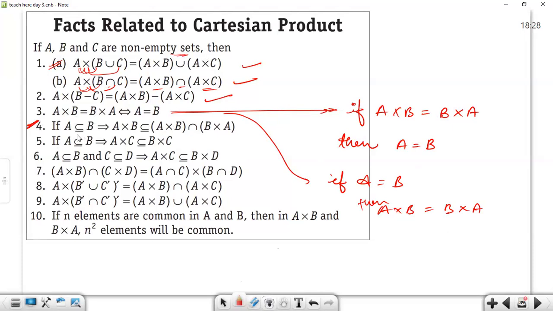Coming to the fourth point, if A is the subset of B set, then it is evident that we can write A cross B, the Cartesian product of these two sets, is going to be a subset of the intersection of A cross B and B cross A, if A is the subset of B. So I think we should take an example for this to understand.